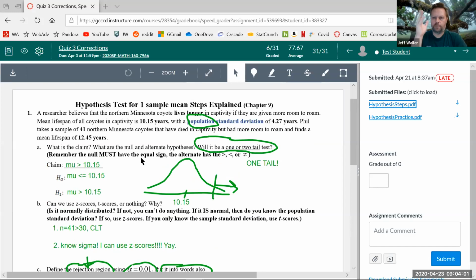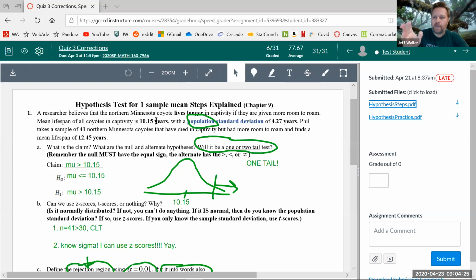So here's the idea behind this. And again, if you missed this, you probably want to go watch the YouTube video. This is going to be a really quick review. We have a claim that's being made. The claim was that the coyotes live longer if they're given more room. Kind of makes sense. Live longer than what? Than normal, which is 10.15.